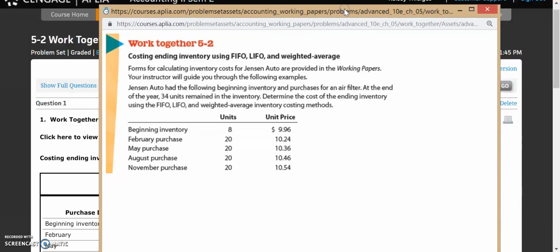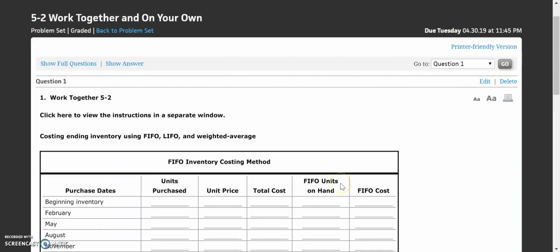So it says that the forms that have been given to us are for Jensen Auto. And they had the following beginning inventory and then purchases for air filters. At the end of the year, there were 34 units remaining in the inventory. And we want to determine the cost of ending inventory using FIFO, LIFO, and our weighted average inventory costing methods. So what we're going to do here is we're going to start with our FIFO.